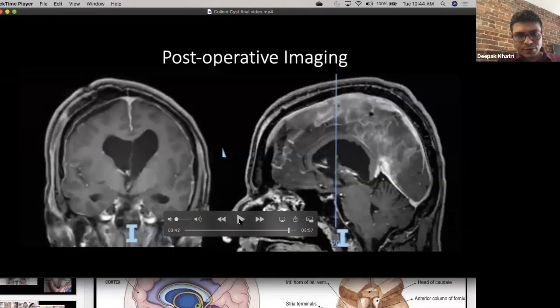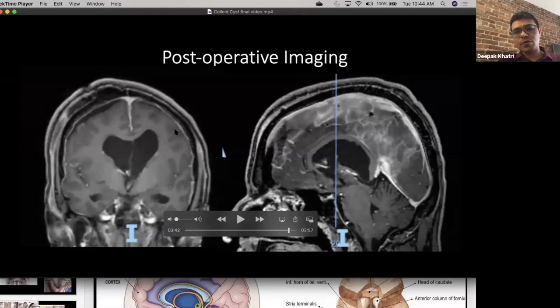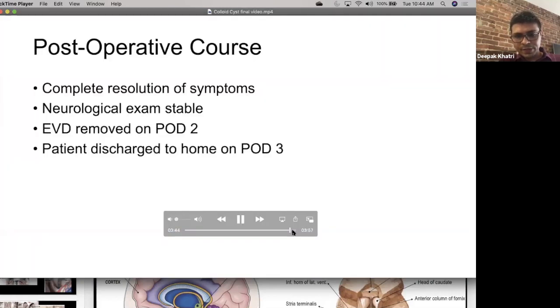This was our post-operative image. As you can see, we achieved a gross total resection of the cyst, and obviously the ventricle size is still enlarged. It takes a little bit of time, maybe a couple of months, for the ventricles to go down. You're not going to see it immediately, but definitely you can see that the lesion is no more there. In the post-operative course, the patient had complete resolution of his symptoms. His exam was stable. We had put in an EVD, which is basically an external ventricular drain.